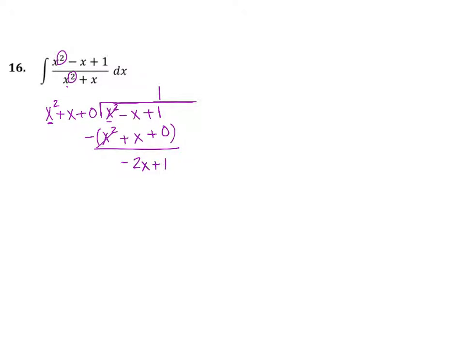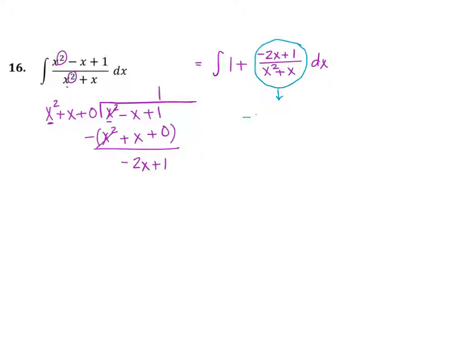Now we're looking at integrating. We have a 1 plus, and then we have negative 2x plus 1 over x squared plus x. Well, now we can take this portion here, and we can now do some partial fractions with that. So we're going to break that apart, and I'm just going to focus on that portion. Then we'll come back and grab the 1.